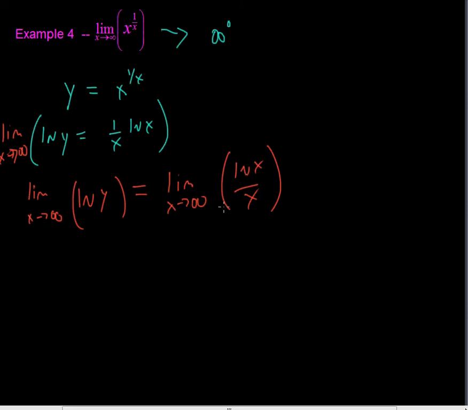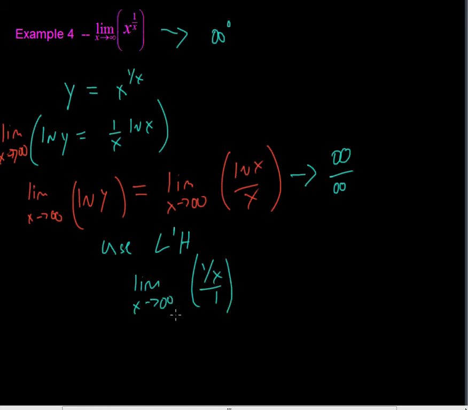Now we can take this limit, and you see that's actually L'Hopital's rule in effect, because ln of infinity is infinity, so this is in the form of infinity over infinity. So we can use L'Hopital's rule again, just like we did on the other problems. We take the derivative of the top and the bottom, so we're going to take the limit as x approaches infinity of 1 over x over 1. And as x approaches infinity, you can see that that is approaching 0.